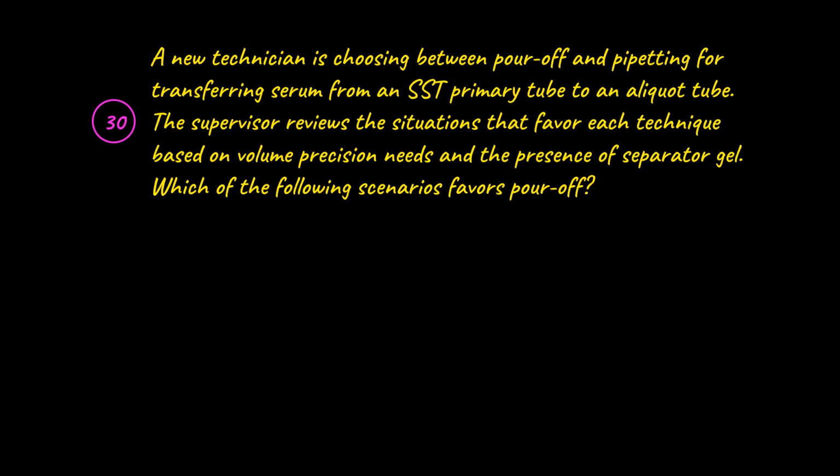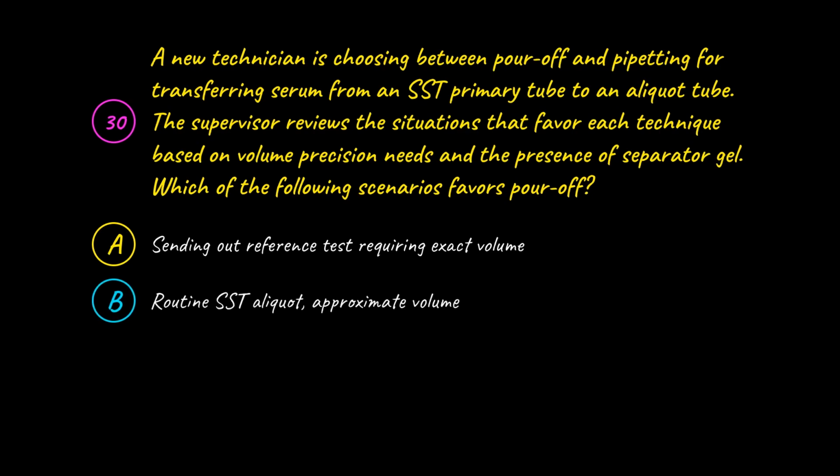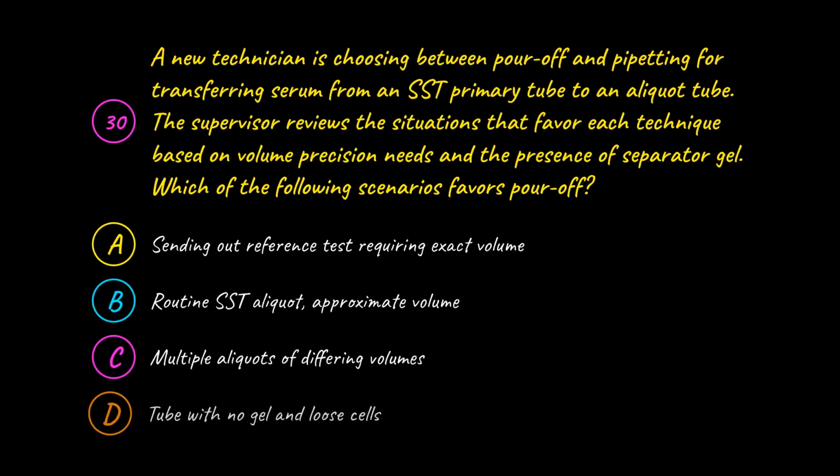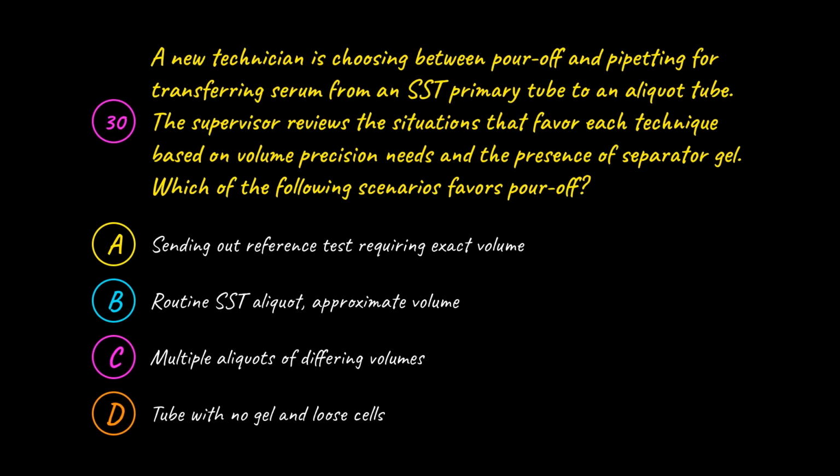Your options are A. Sending out reference tests requiring exact volume. B. Routine SST aliquot approximate volume. C. Multiple aliquots of differing volumes. D. Tube with no gel and loose cells. Which would you go with? Lock it in before the reveal.